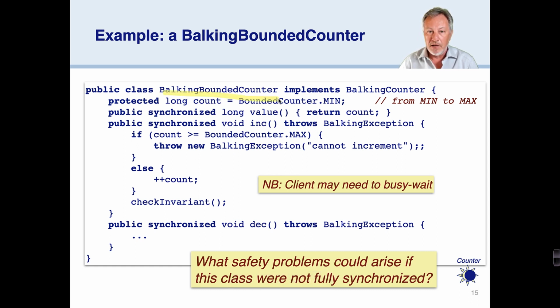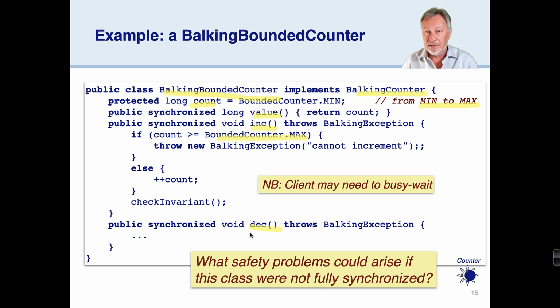the balking bounded counter, and it implements the bounded counter interface. It has a count variable which can take values from a min value to a max value. We can ask what the value is, we can increment it, and we can decrement it. That's the essence of the counter. So we can go up and we can go down. Clearly, the increment and the decrement methods have preconditions, because I cannot increment if I've already reached the maximum. And similarly, if I'm already at the minimum, I should not be able to decrement.